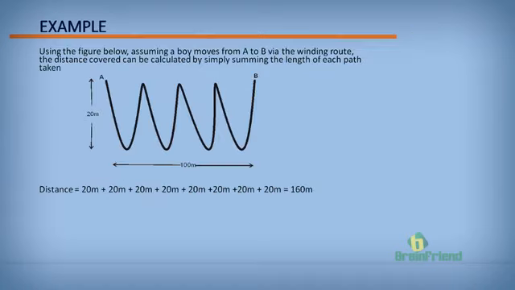And then, this is the last example we'll be having for distance. Using the figure below, assuming a boy moves from point A right here to point B via the winding route, the distance covered can be calculated by simply summing the length of each path taken. So, as we said in the question, he went through the winding route. He came this way, and then this way, and this way, and all that, until he got to point B. Now, the distance traveled is the total length of the actual path traveled.